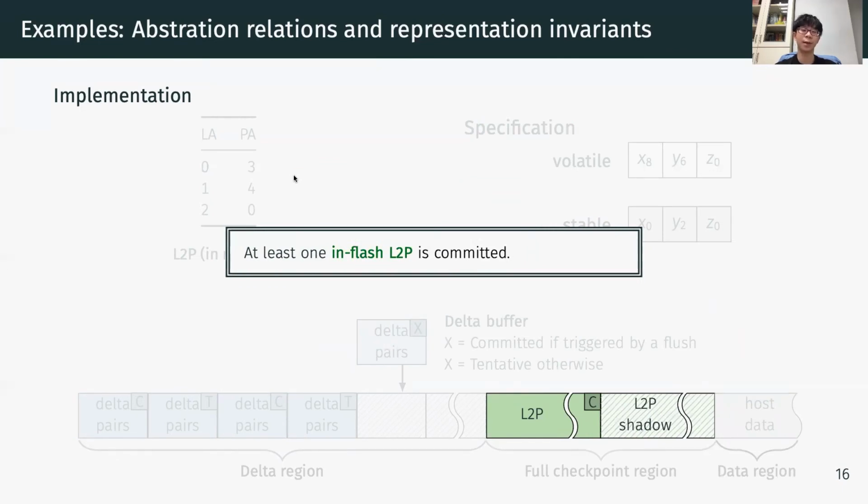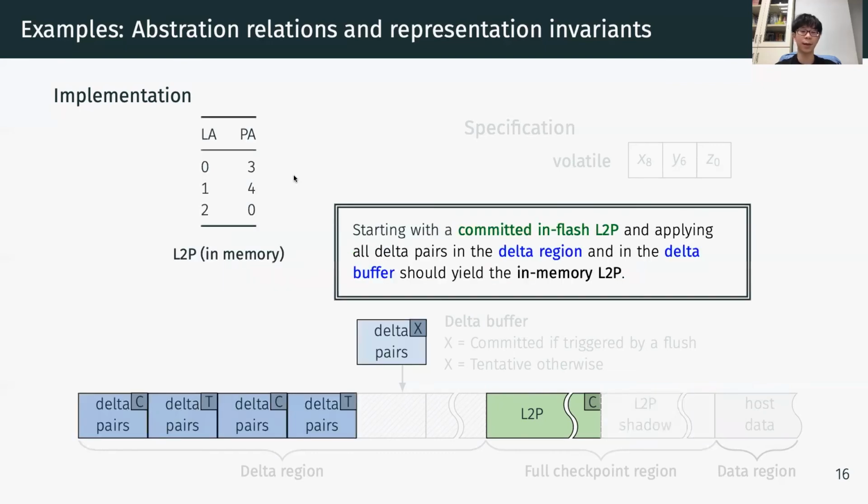One of them says that at least one in-flash L2P is committed. And another one says that starting with the committed in-flash L2P and applying all delta pairs in the delta region and in the delta buffer should yield the in-memory L2P.